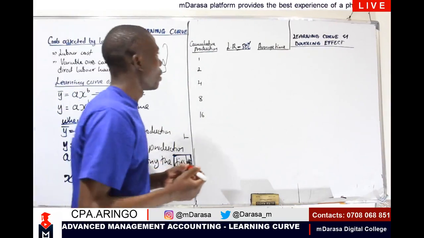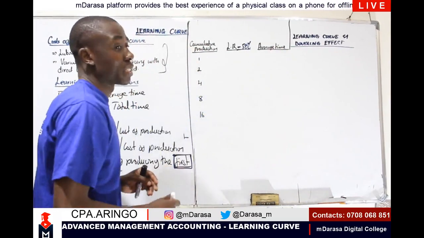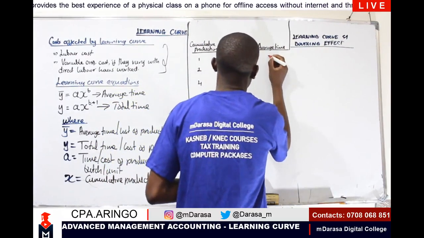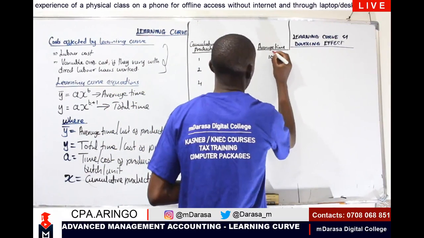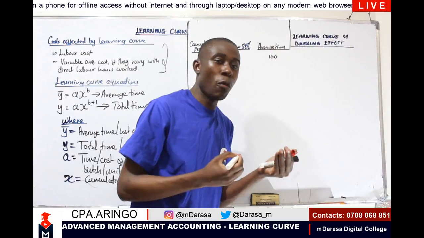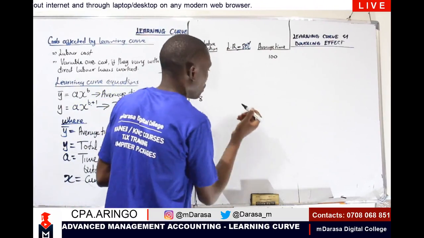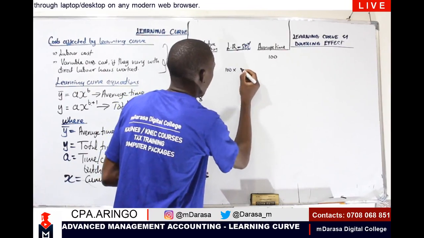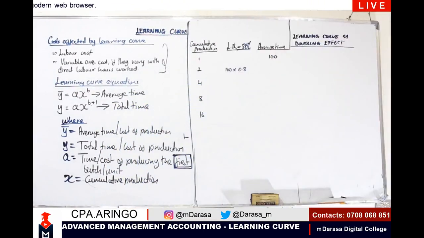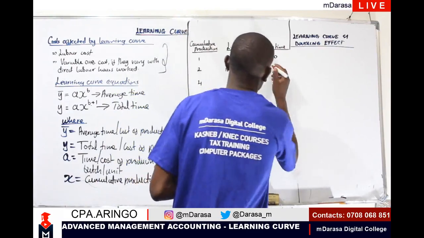So we are saying that whenever I'm having the concept of the doubling effect, time or cost will be decreasing at a constant rate. Assuming I'm having our average time to be 100, to determine the average time of producing the second unit or the second batch, we take 100 and multiply by that percentage, 0.80. That should give us roughly 80.